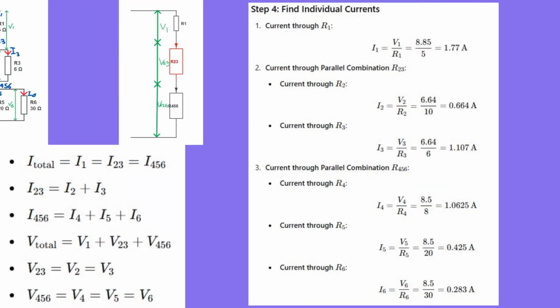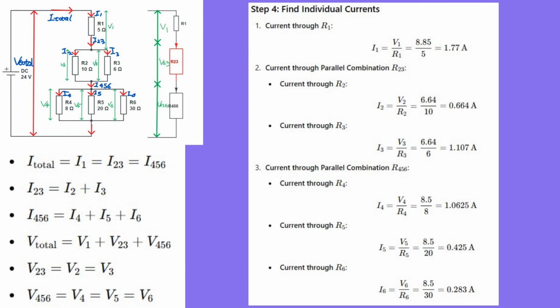Step 4. Find currents. As we already know each individual resistor's resistance and voltage drop, we can use Ohm's law directly to get each individual current. I1 equals V1 divided by R1 equals 1.77 amperes. I2 equals V2 divided by R2 equals 0.664 amperes. I3 equals V3 divided by R3 equals 1.107 amperes. I4 equals V4 divided by R4 equals 1.0625 amperes. I5 equals V5 divided by R5 equals 0.425 amperes. And I6 equals V6 divided by R6 equals 0.283 amperes.